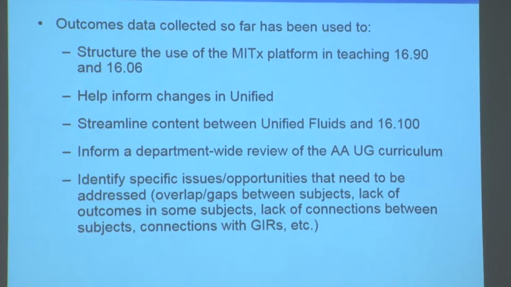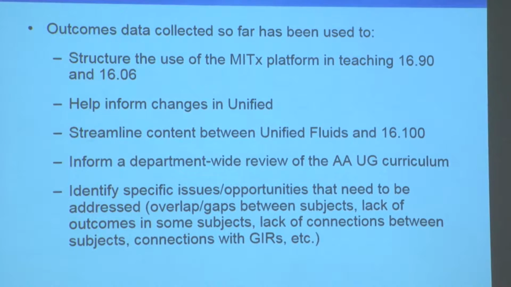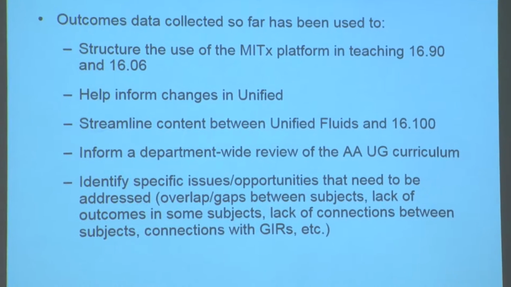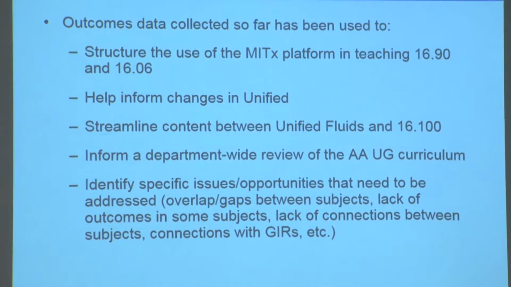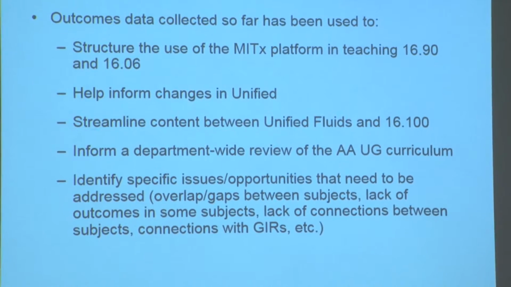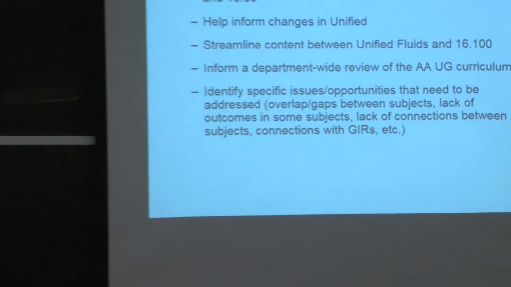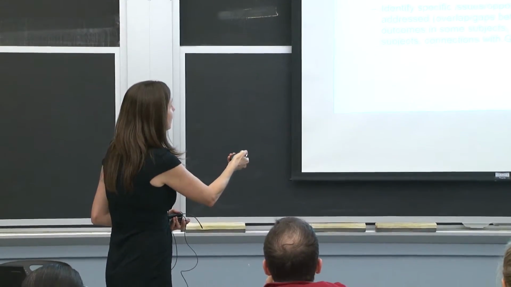We're having a department-wide discussion about curricular reform and also our pedagogy. We've already made some changes in Unified, and those changes were informed. Unified is a 48-unit subject where there are 4 disciplines and an integrative systems component. And so the articulation of the outcomes in each of the 5 pieces and how they relate helped inform some changes already in Unified.